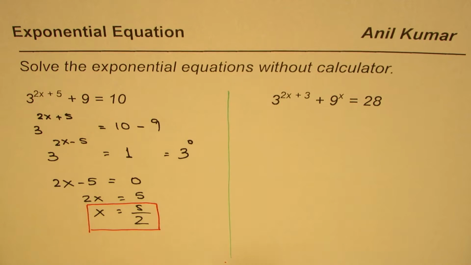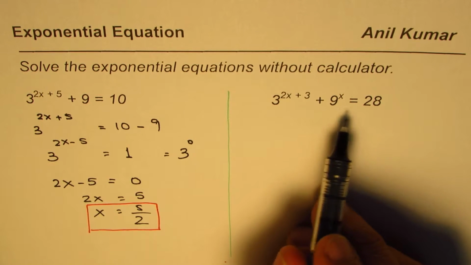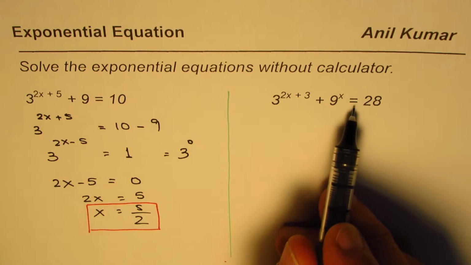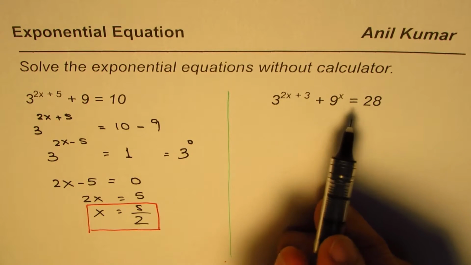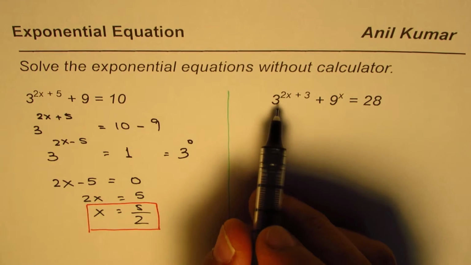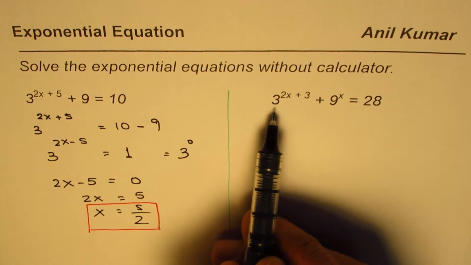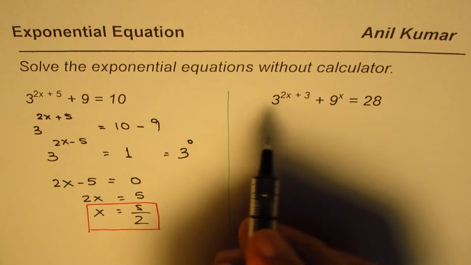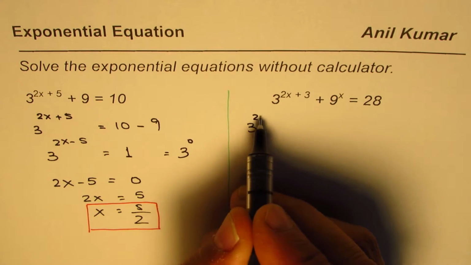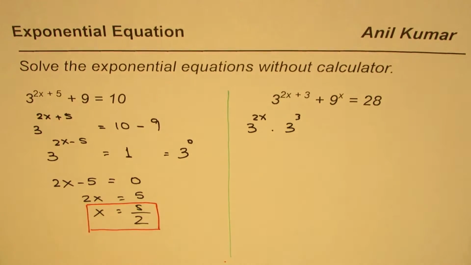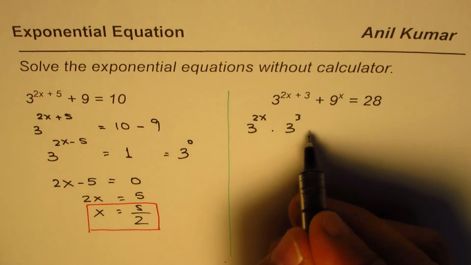Perfect. Now this is more like a standard exponential equation. We have 3 to the power of 2x plus 3 plus 9 to the power of x equals 28. What can we do about it? So we can write 9 as 3 to the power of 2. And what does this mean? When I say 3 to the power of 2x plus 3, it really means I could write this as 3 to the power of 2x times 3 to the power of 3. Do you agree with me? That is the key to solve this equation, okay?